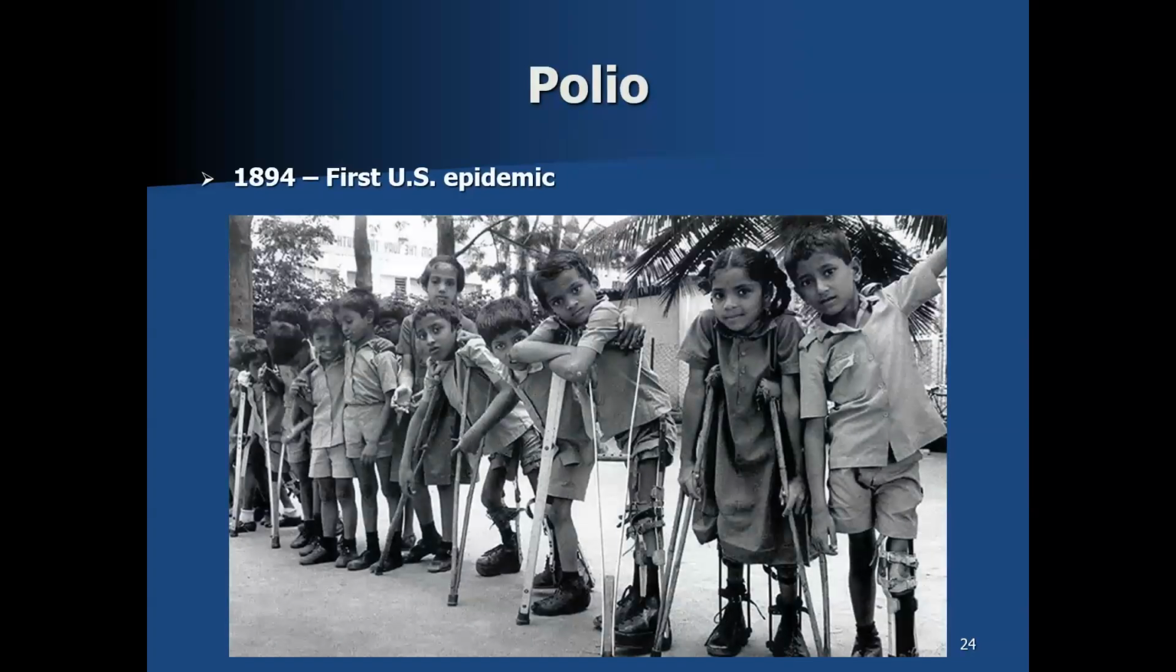In 1894, the first major documented polio outbreak in the United States occurred in Rutland County, Vermont. 18 deaths and 132 cases of permanent paralysis were reported.